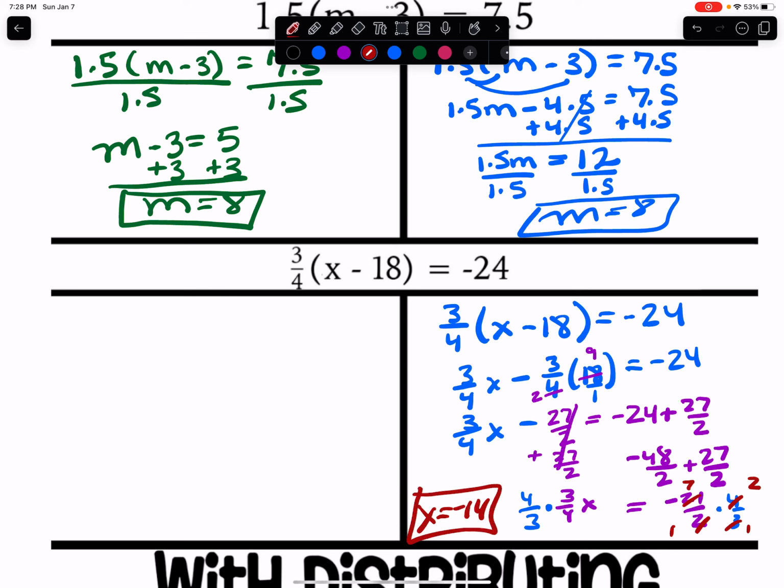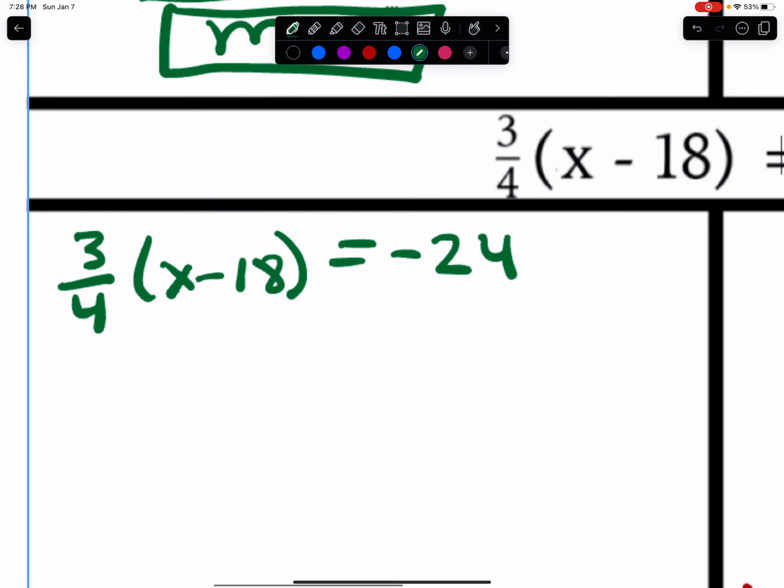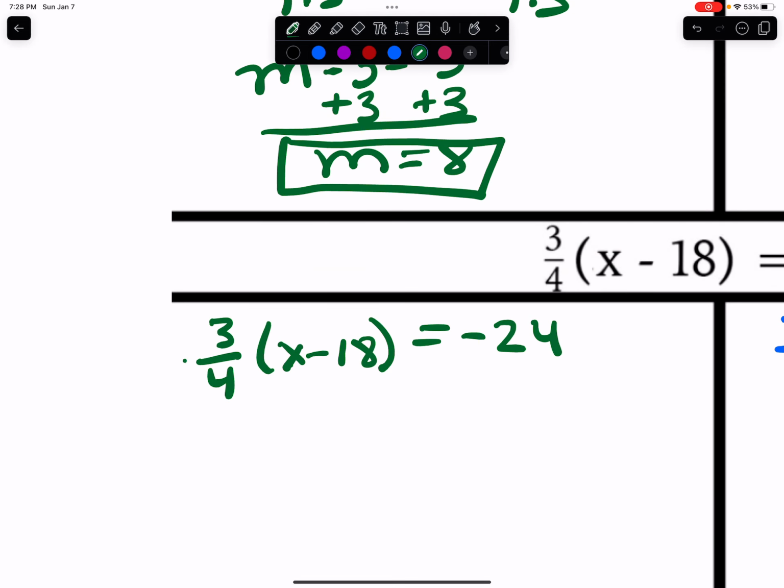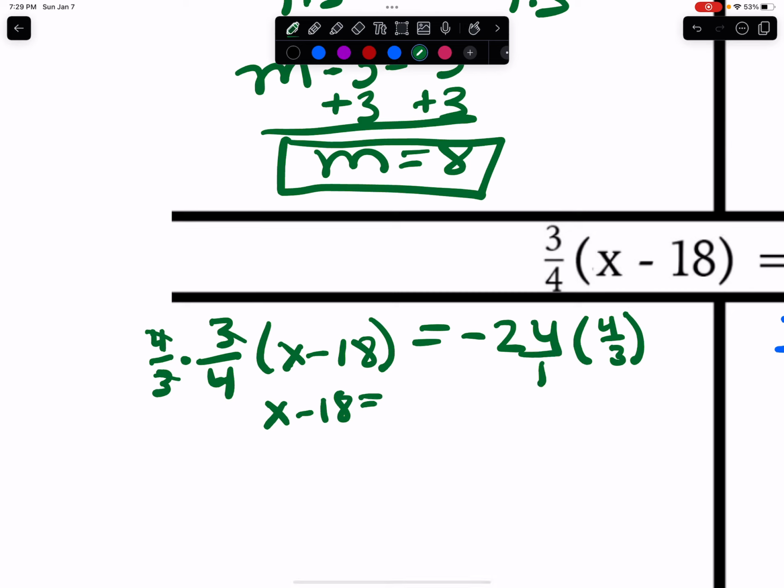That was a big mess. We didn't get a messy answer, but it was a lot of work. Let's try the shortcut method and see if that's less work. I bet you it is. First, I'm going to just recopy it, and then if I divide both sides by 3/4, that's the same thing as multiplying by the reciprocal, right? If I divide by 3/4, that's the same thing as multiplying by 4/3. So these all cancel. That's why I did it. I just have x minus 18 over here. And then look at how beautiful this is.